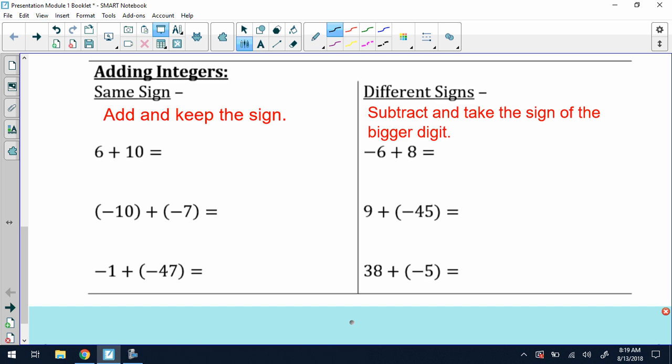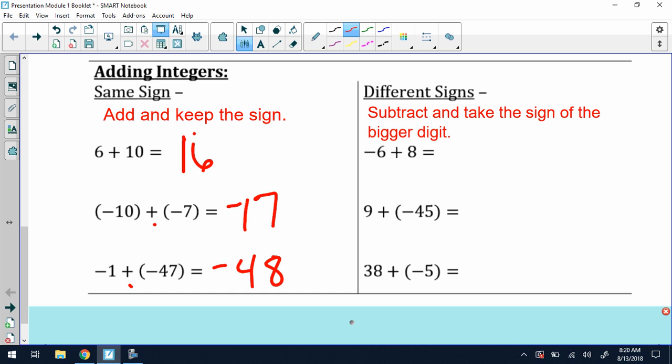So 6 plus 10, hopefully you didn't even have to think about that one. That is just 16. Now -10 plus -7, that one you might have to think about. I am adding, I know that because of the addition sign. They have the same signs, negative and negative. So I'm going to add and keep the sign. Same for our last example here. We are adding and the signs are both negative. So I'm going to add and keep the sign.